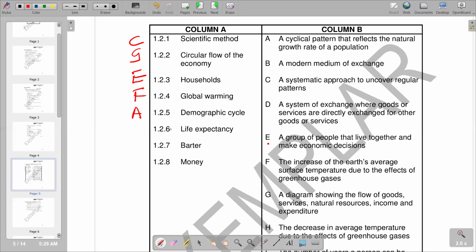So you go to 1.2.6, life expectancy. Generally we say this is the number of years that a person of a given age can expect to live. That's life expectancy. So according to the explanations that we have there, we can as well try to go through the explanation to see what actually matches that term. If you go to, let's try to go down.